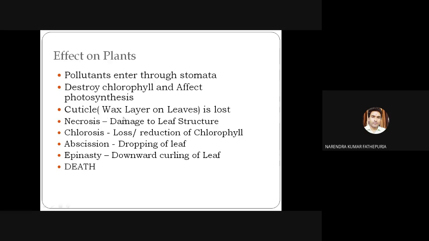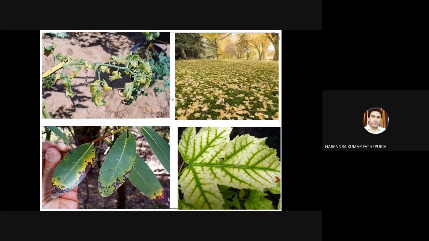The cuticle wax layer on leaves is lost. There are various botanical diseases: necrosis, damage to leaf structure; chlorosis, loss or reduction of chlorophyll; abscission, dropping of leaves; epinasty, downward curling of leaf; and finally death. These are the various diseases happening because of air pollution. The color degradation is happening. The leaf is dying, right?